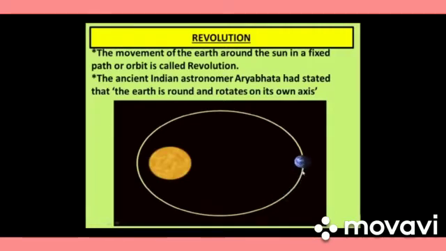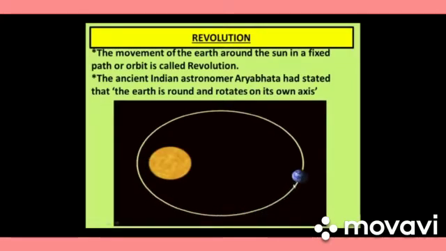Why do we need this fixed path? If the Earth did not follow a fixed path, what would happen? It would sometimes go right, sometimes go left. Then what would happen? It may collide with another planet, right? So they all have fixed paths, on which these planets keep revolving.